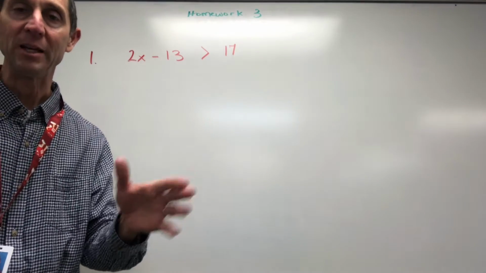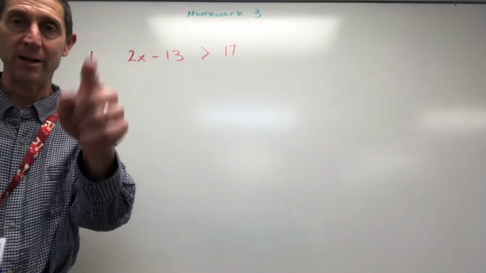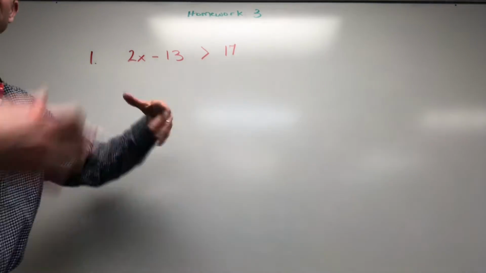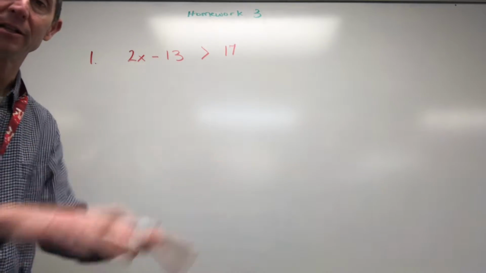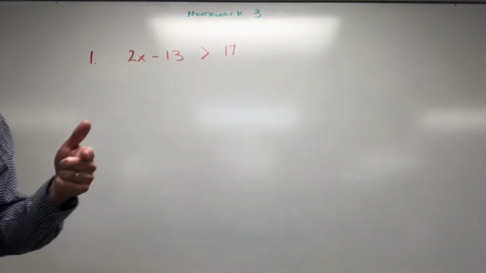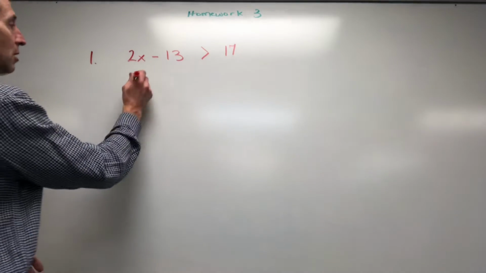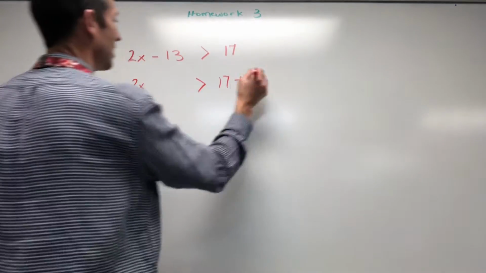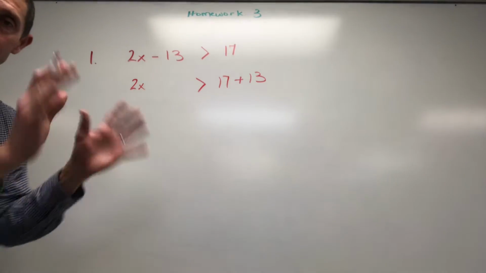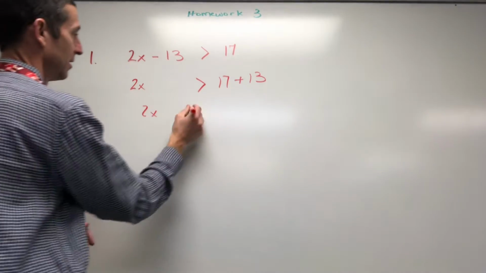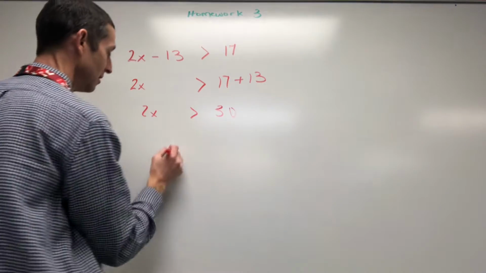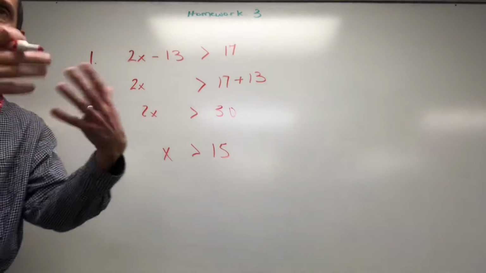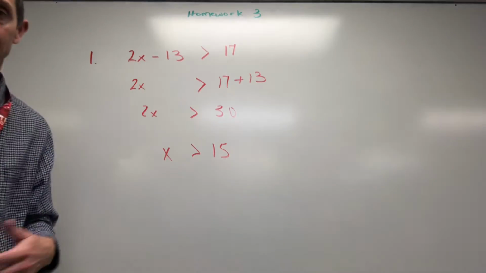All right, got some inequalities we have to solve right here, right now. When you solve this problem, you're going to work this just like it's an equal sign, and then we'll start dealing with the issues of the inequality as we get there. First, you have to deal with the 13, just add it to the other side. So you're solving an equation just like you would. 2x is 30, so x is greater than 15. Everything's okay. It's an inequality sign, greater than, less than.